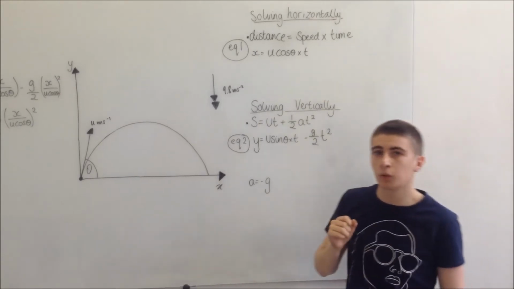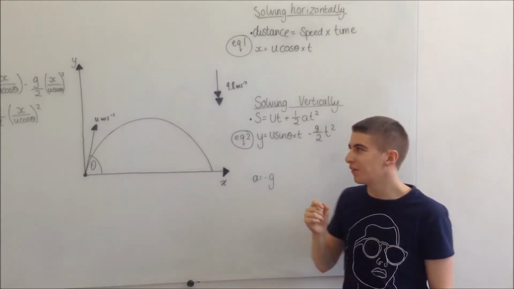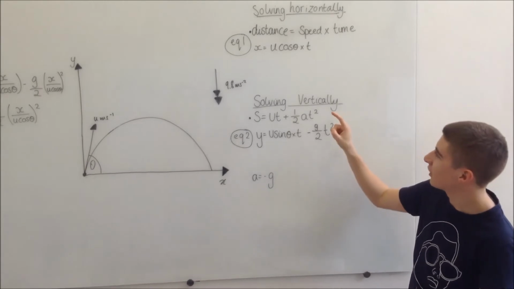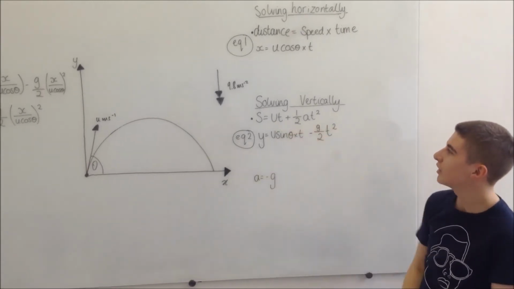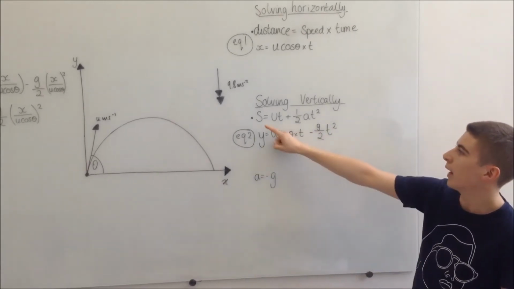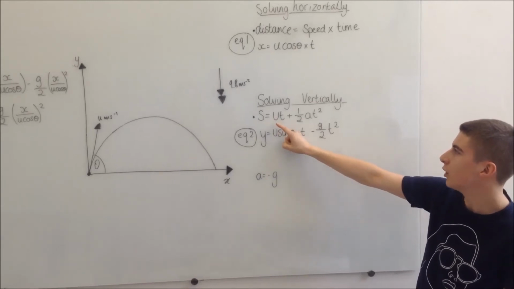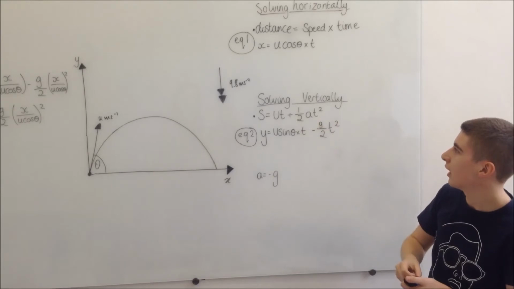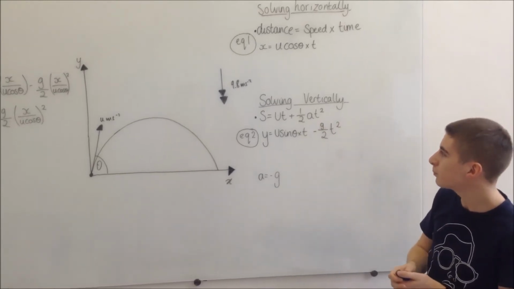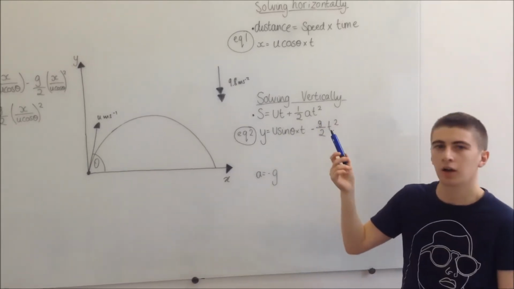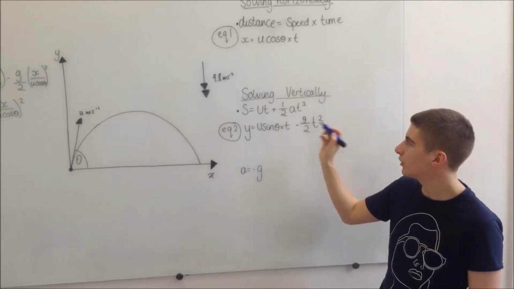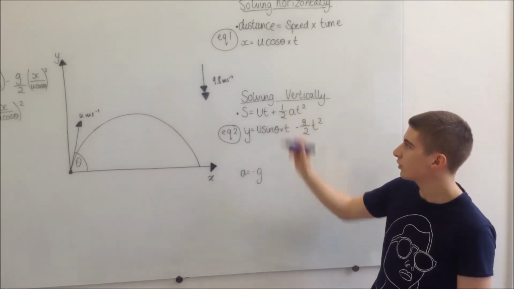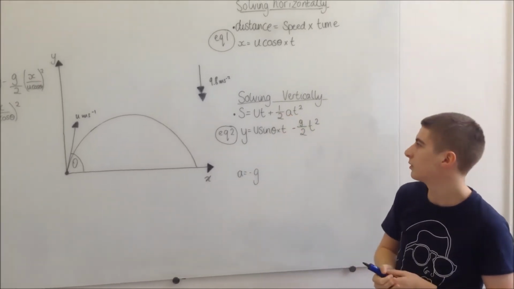Also, we can model the ball in the vertical plane by using the SUVAT equation, s equals ut plus a half at squared, where s is the displacement, u is the initial speed, t is time, and a is acceleration. Now we can use this equation because gravity is constant, and we can use the SUVAT equation for constant acceleration problems.